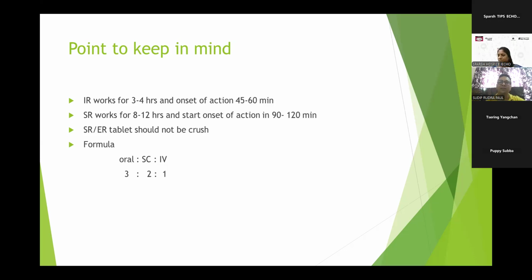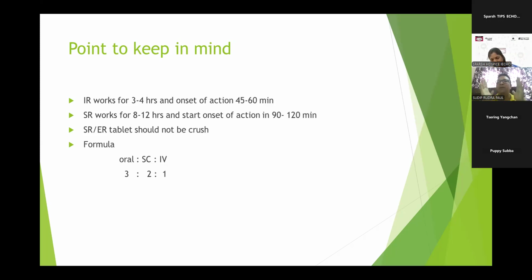So in that case, we can give BD or TDS. Suppose you have a 30 mg SR tablet, and one patient is getting 10 mg IR morphine 4 hourly. If we give 4 hourly, that means in 24 hours we give 6 doses. Six doses of 10 mg means 60 mg in 24 hours. But if we change the patient from IR to SR, we will give 30 mg BD, because it works for 8 to 12 hours.